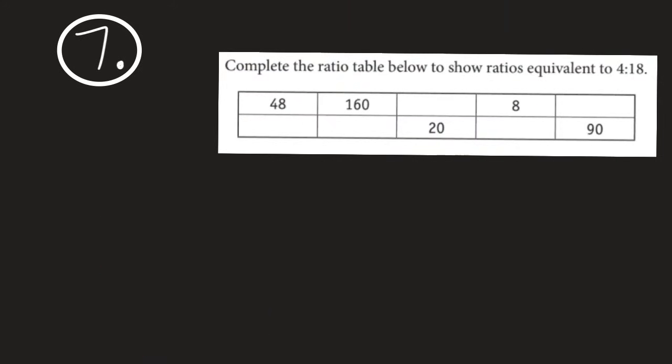Here we have a ratio table, and we want to show ratios that are equivalent to 4 to 18. So 4 would be in this top, and 18 would be down here. So we can extend the table, 4 to 18. We also need to know our unit rate, because if we know our unit rate, then we can figure out the rule and figure out all the missing variables. So the unit rate is y divided by x. So the y in this case is 18 and the x is 4.